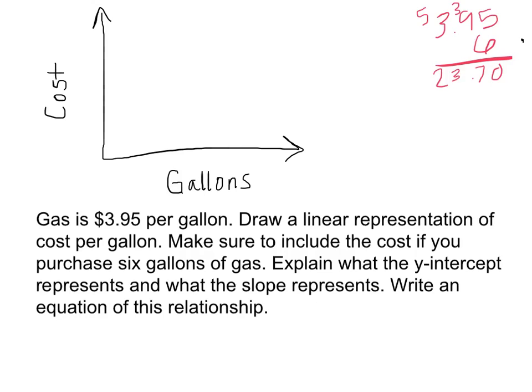Well, where does that information go? How does it fit on our graph here? We know that we were buying 6 gallons of gas, and the cost is $23.70. So that's our point. Our point is (6, 23.70). Let's see if we can make that happen on here.